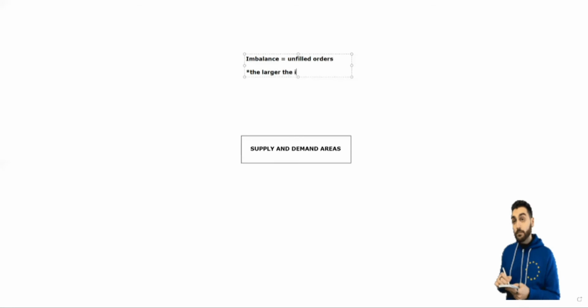So an imbalance, we know that it means unfilled orders. I'm not going to be going into detail. And then the market eventually tends to go back to those areas, right? The larger the imbalance, the more significant the source or origin of that imbalance.